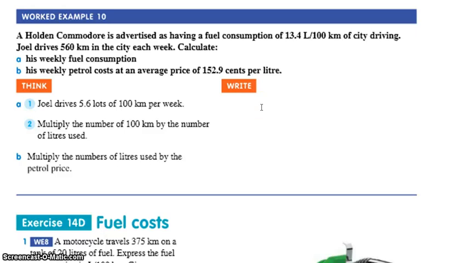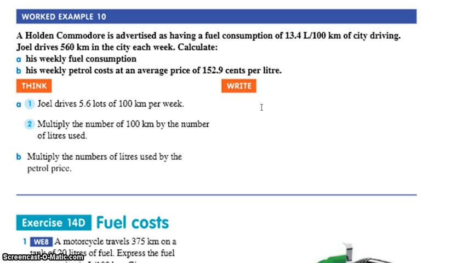All right, worked example 10. In this situation, they've given us the fuel consumption again of this Holden Commodore, and it's also talking about how much he drives in the city each week. We're going to have to work out his weekly consumption. So they've given us how much he's driven, they've given us how much fuel he uses per litre, per 100 kilometres. Then we're going to have to work out his fuel costs.